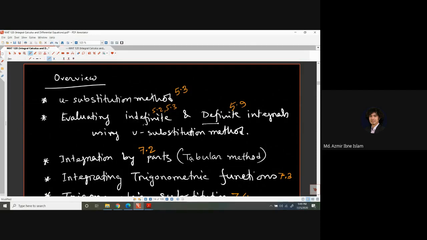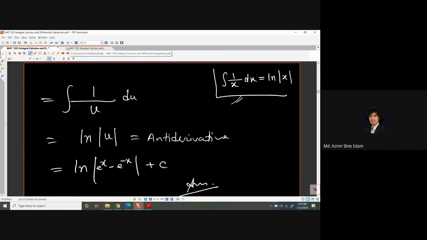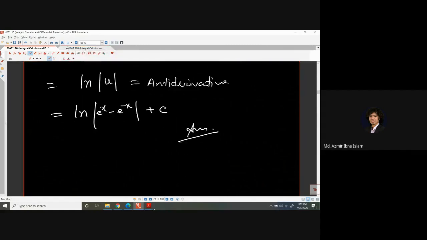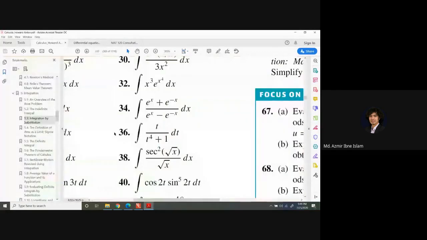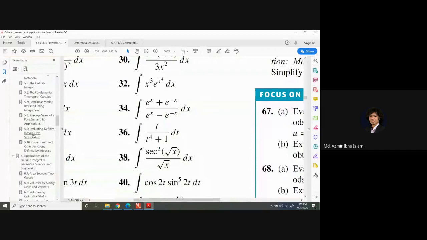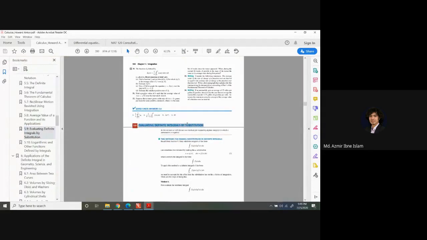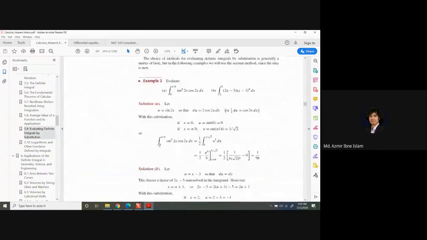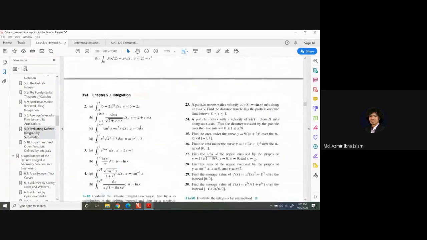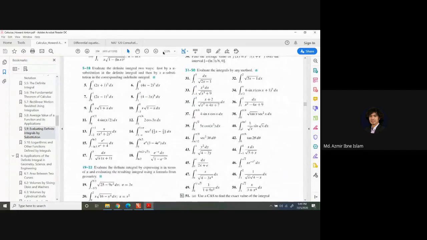Let's take one example from definite integrals, and you will find the definite integral concept in section 5.9. Okay, so again, let's take one example from section 5.9. This time that problem should be for definite integrals. 5.9, evaluating definite integrals by substitution method. Okay, so again, the substitution method will be helpful. So let's take one random problem from here.